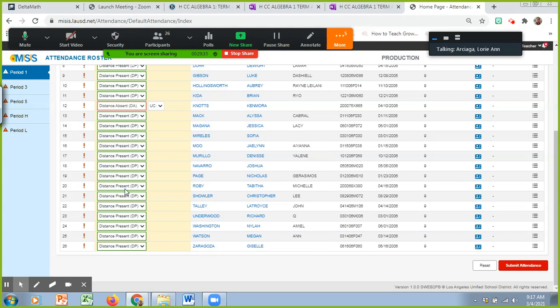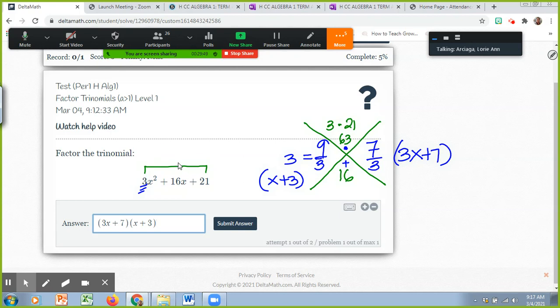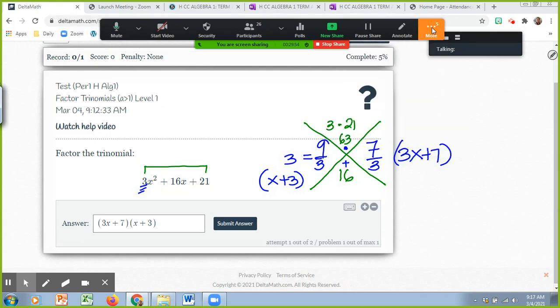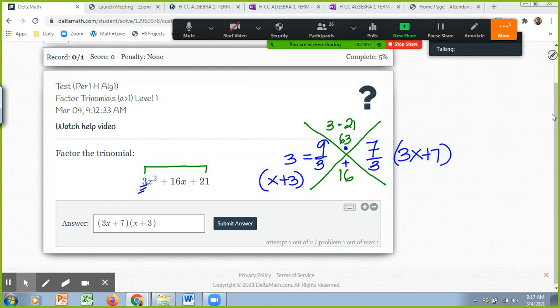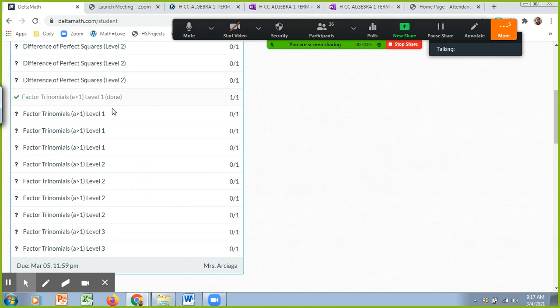Good morning, everybody. If you're just joining us right now, your classmates are just doing some work in Delta Math, in the factoring trinomials. They're doing the X method. Yep. So that starts from the 11th question on that list. Okay. So from here onwards, that's what they're working on right now.